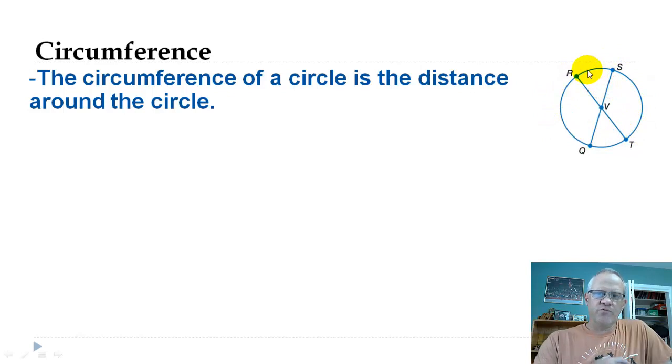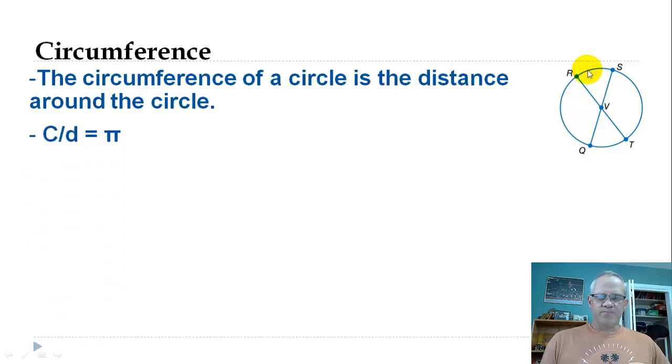If you remember before when we had polygons, we talked about the perimeter. The circumference is just the same thing as perimeter, except circumference is for circles. Okay, so it's just the distance around the circle. All right, now here's something that's really kind of interesting.